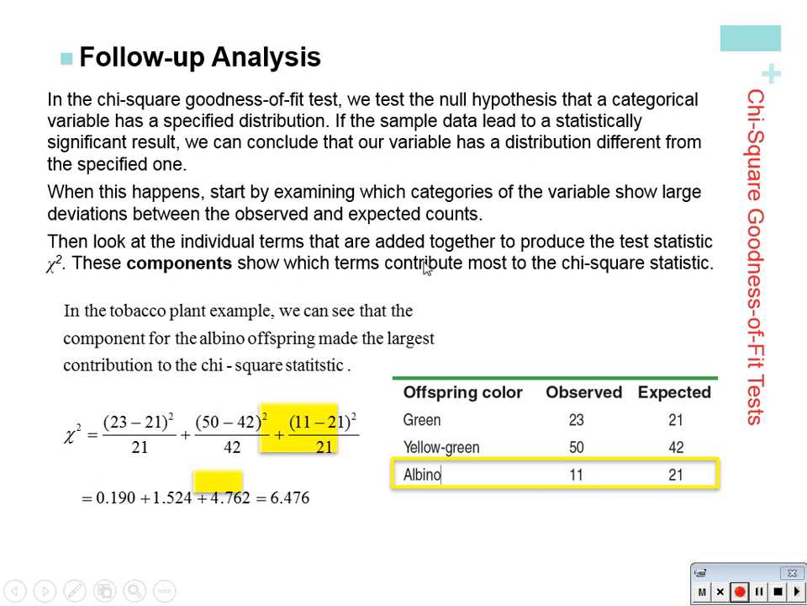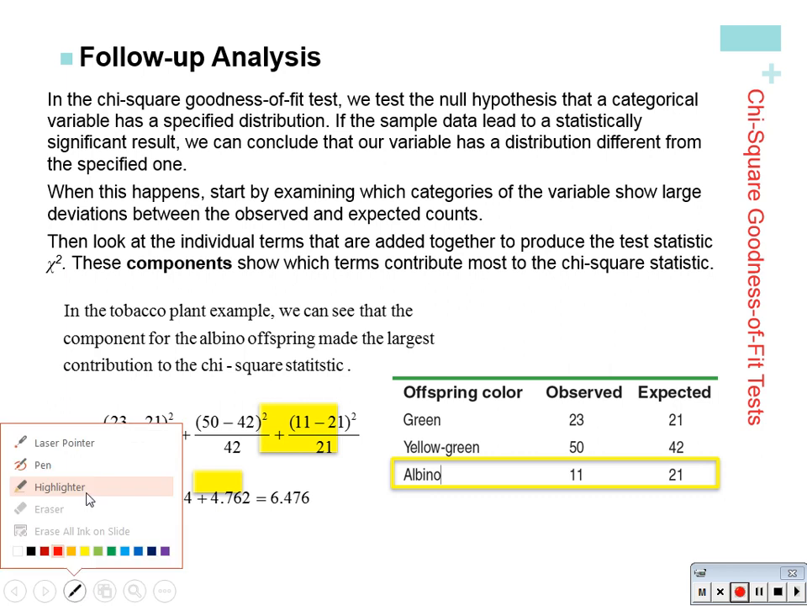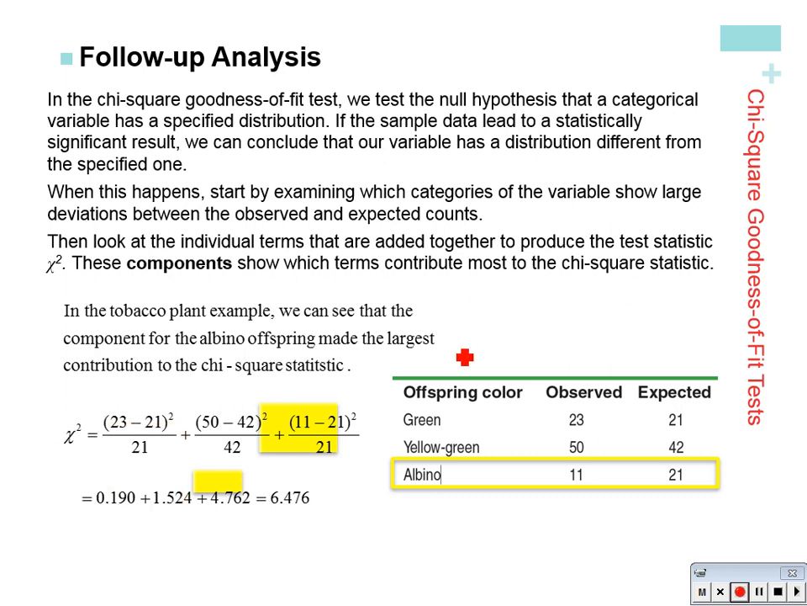And the thing that you want to analyze when you do that is, of each of the different categories that you have, which one seems to give the biggest difference between what was observed versus what was expected. So in this last example that we just did, you can see here that the biggest difference in what was observed versus what was expected was in this albino group. The difference there was 10.